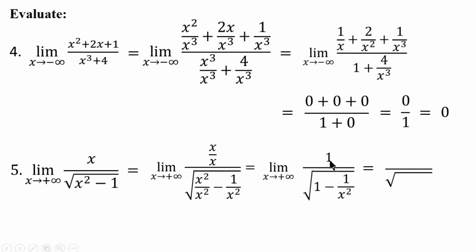The limit of 1 as x approaches positive infinity is 1, the limit of a constant. Here, the limit is also equal to 1. Minus, the limit of 1 over x squared is 0. Copy 1, then 1 minus 0 is 1, and square root of 1 is 1. Thus, 1 divided by 1 is 1, which is now the limit of this function.